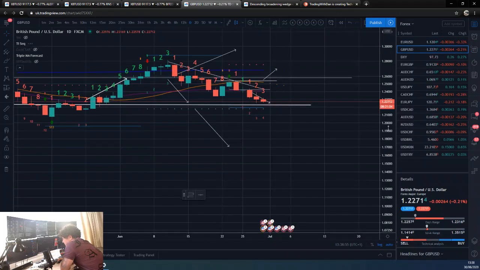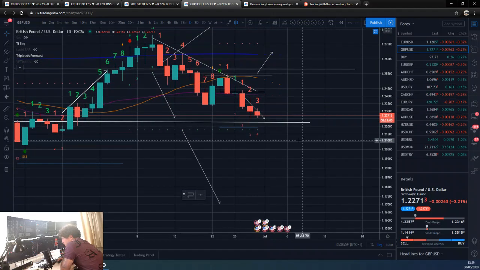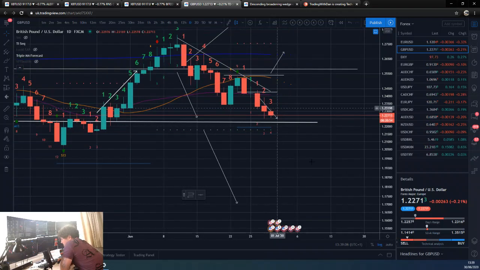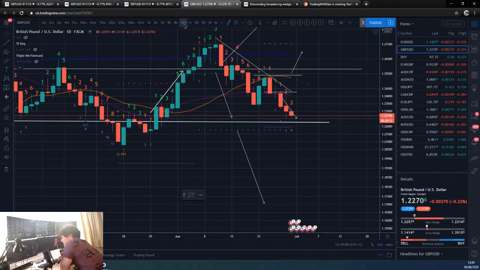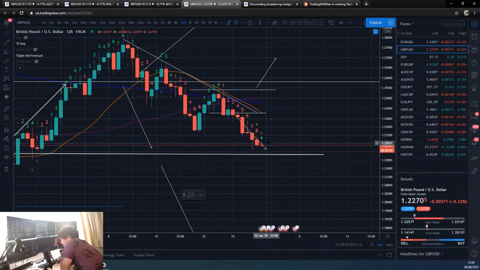Right, so pound cable. Cable had its 9. We pretty much said break below here, break below here to see more downside, and that's what we get. And this is sort of our target down here. I do believe we were lining up a 12 hour 9 that we wanted to get down here. And here's the 12 hour 9.